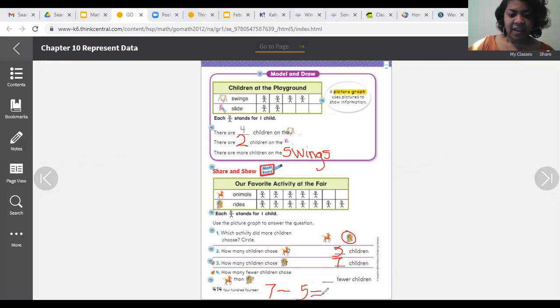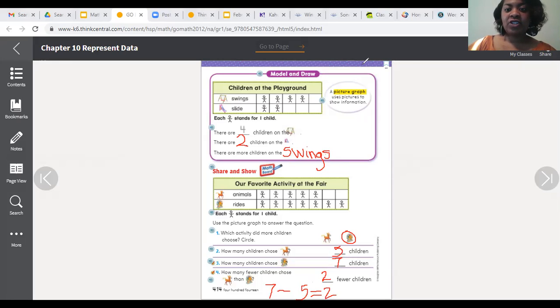7 minus 5 equals, I have 7. I take 5 away. How many fewer children? 7 minus 5 equals 2. So there are 2 fewer children that chose animals over rides over animals, okay?